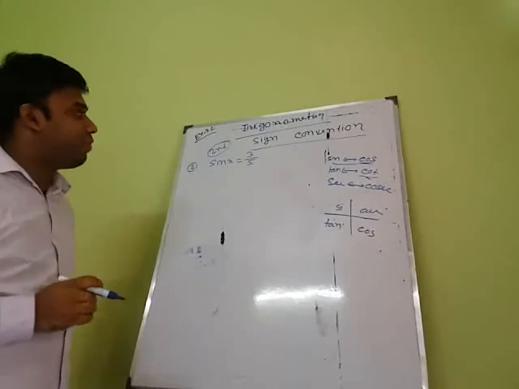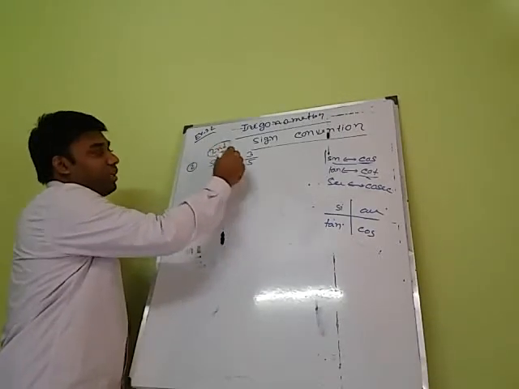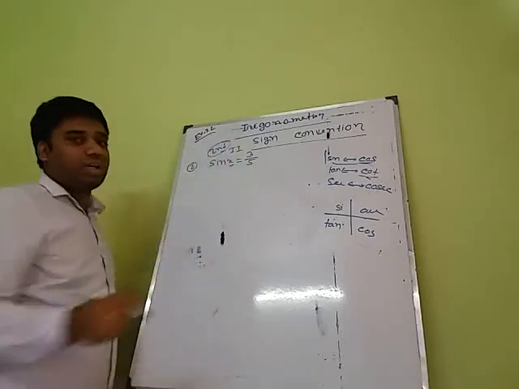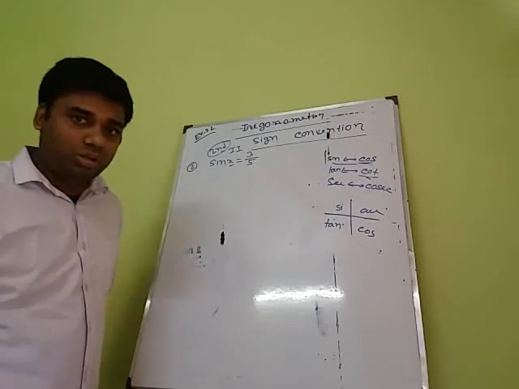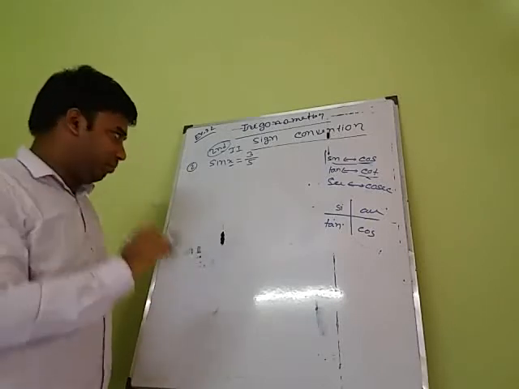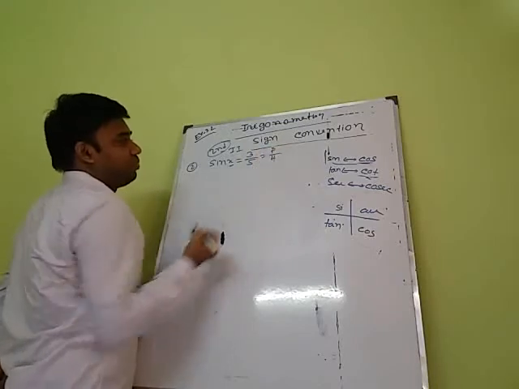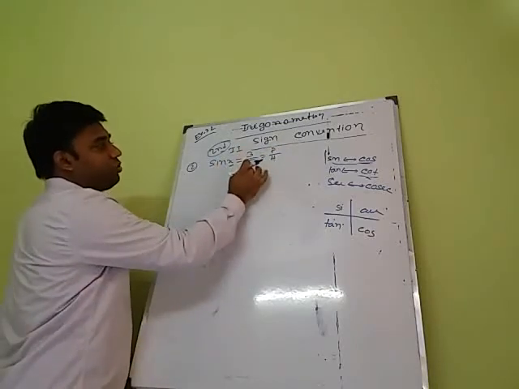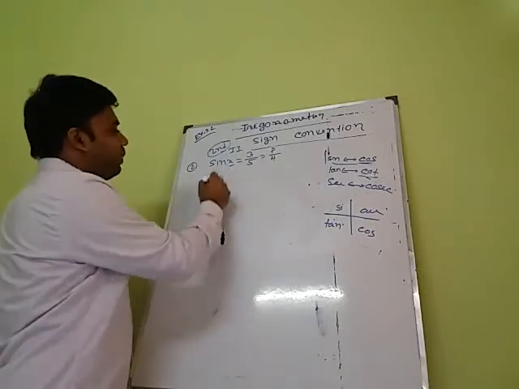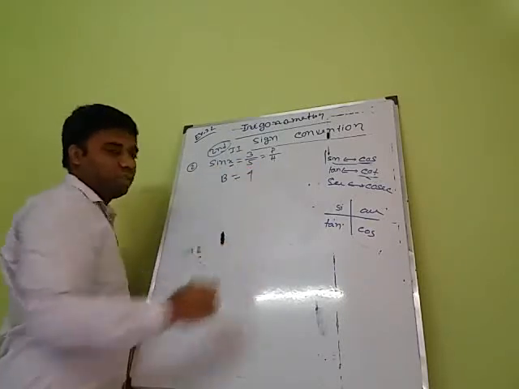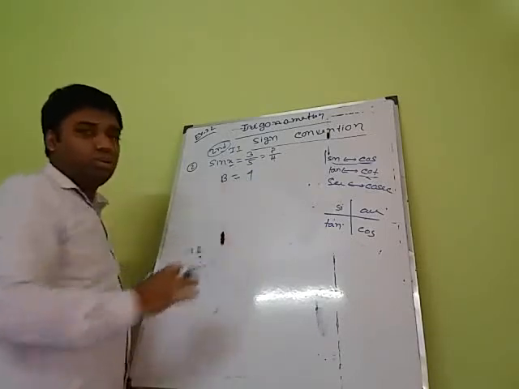Sin x equals 3 by 5, and it is given that x lies in the second quadrant. In the second quadrant, which are positive? Sine and cosec. All other four ratios are negative. Sine means P by capital H, so P equals 3, H equals 5. From the Pythagoras theorem we can calculate that the base is equal to 4. That is your homework: how to calculate 4. So base equals 4.